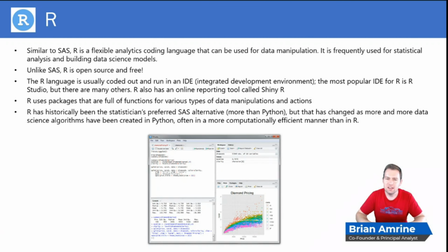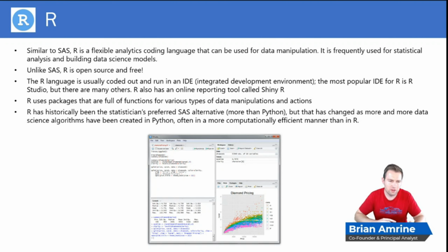R uses packages that are full of functions for various types of data manipulations and actions. There's packages for regression and different types of data science models and all kinds of data manipulation functions. Now, R has historically been the statistician's preferred SAS alternative, more so than Python. But that seems to be changing as more and more data science algorithms have been created in Python, and often in a more computationally efficient manner than in R.